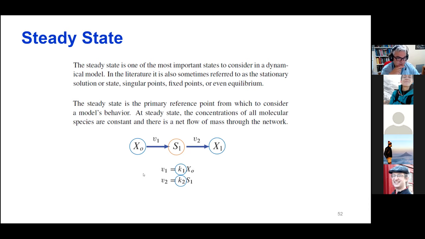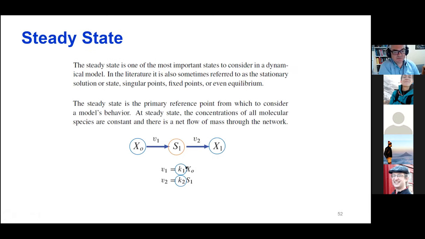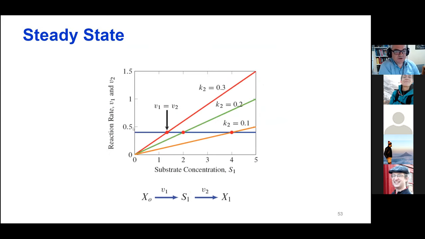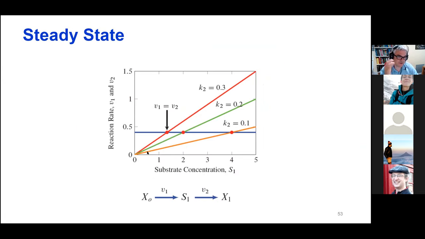What's nice about this simple model is you can do a graphical representation of the steady state. Here I've got the same model, and I've drawn the two rates, V1 and V2, as a function of S1. V1 doesn't change at all, no matter what S1 is, because V1 is not a function of S1, so I get a straight line. The sloped lines are the value for V2 at different values of K2, the second rate constant on V2. I'm getting straight lines, of course, because it's a linear expression.